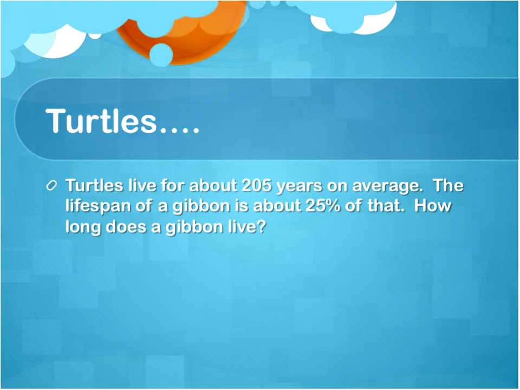Okay, turtles. All right. Turtles live for 205 years on average. Now, I don't know if that's true or not, but they live for a very long time. I made this question up, so please don't check it on Google because I could be wrong. The lifespan of a given animal is about 25% of the lifespan of a turtle. All right? So how are we going to figure that out?